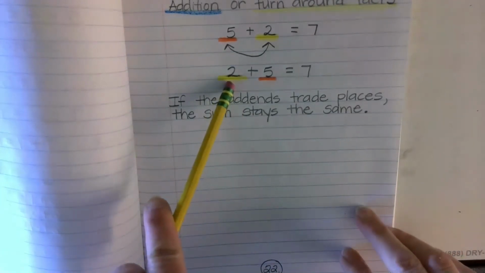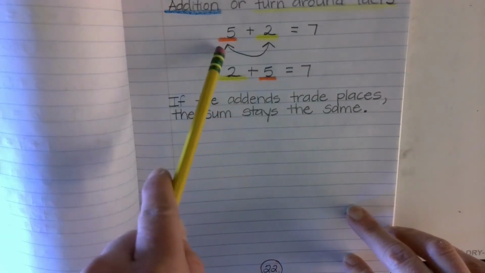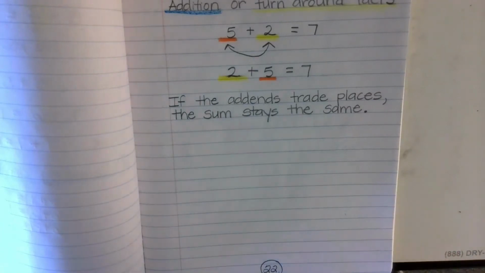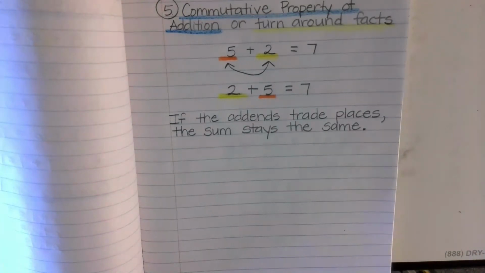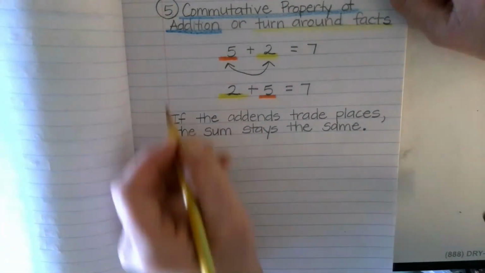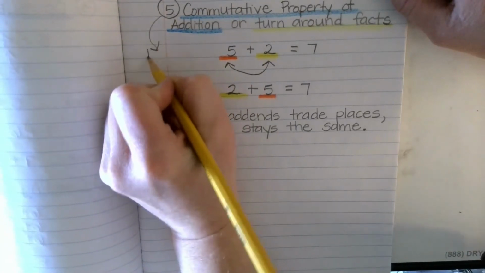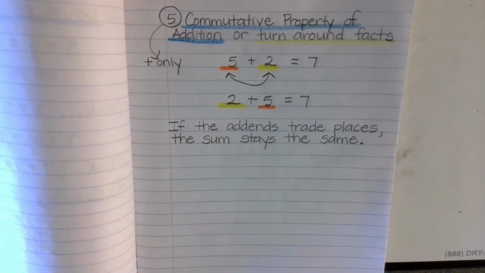So basically, once you learn your 2's, once you know 2 plus 5 is 7, then you also know 5 plus 2 is 7. So it kind of cuts your work in half. So remember, this only works in addition. So number 5, we'll put addition only. Because the 6th strategy we're going to learn can work for both addition and subtraction.